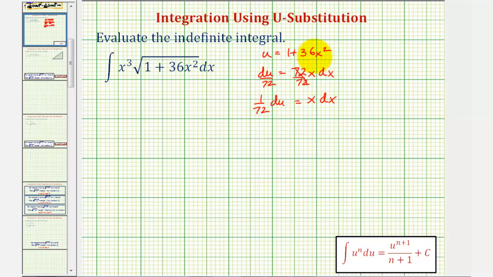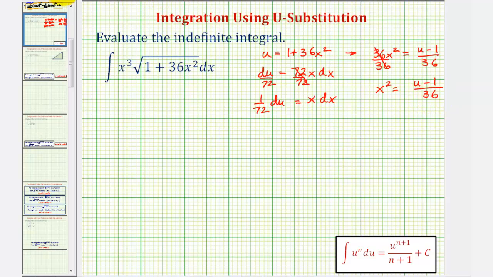So if we solve this for x squared, we'd begin by subtracting 1 on both sides. Notice how that would give us 36x squared equals u minus 1. And now if we divide both sides by 36, we can say that x squared equals the quantity u minus 1 divided by 36.